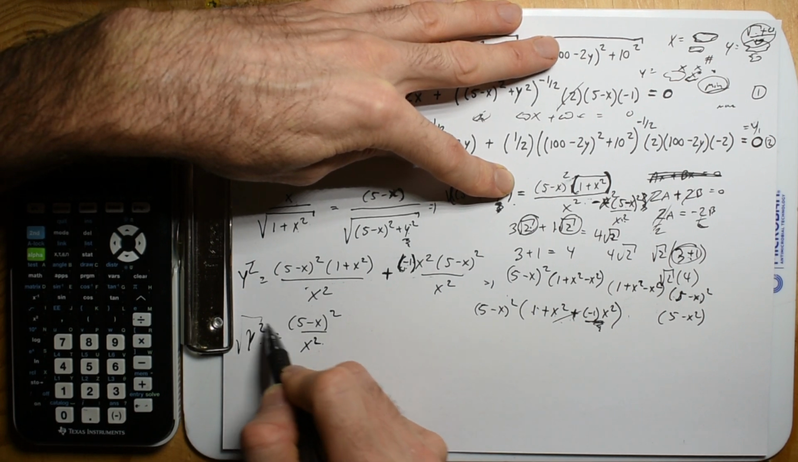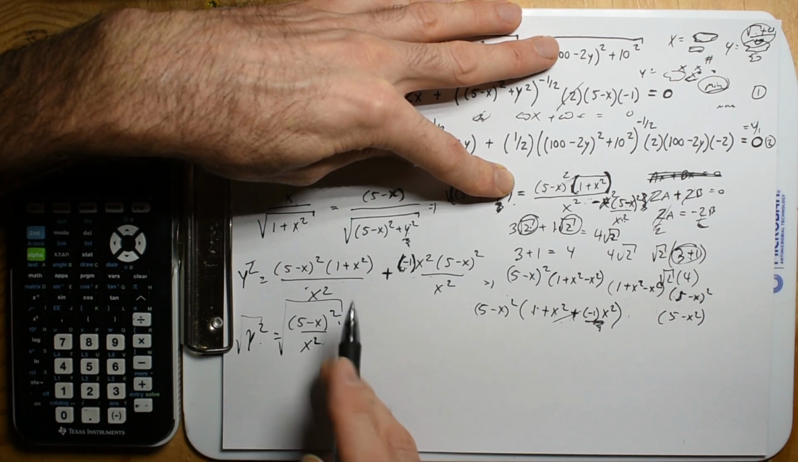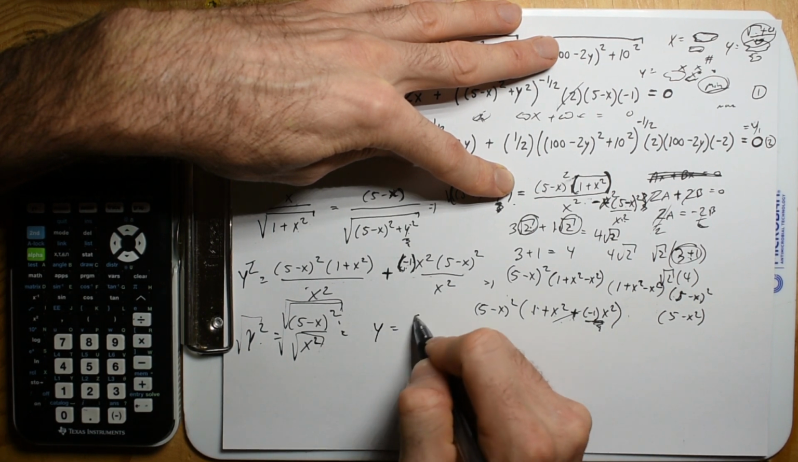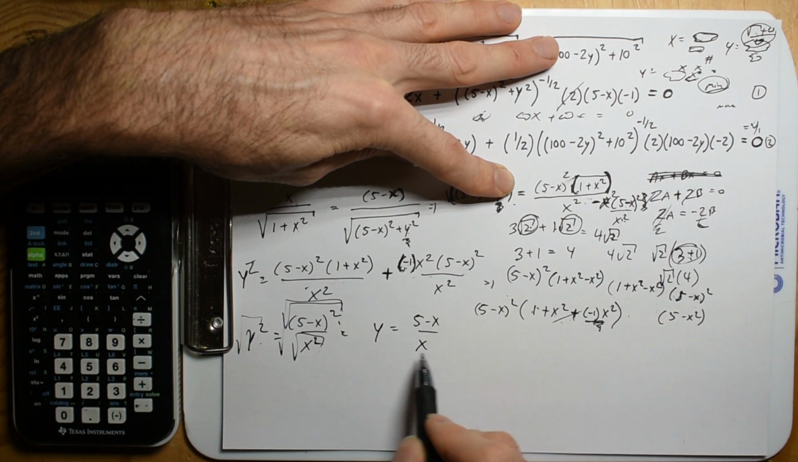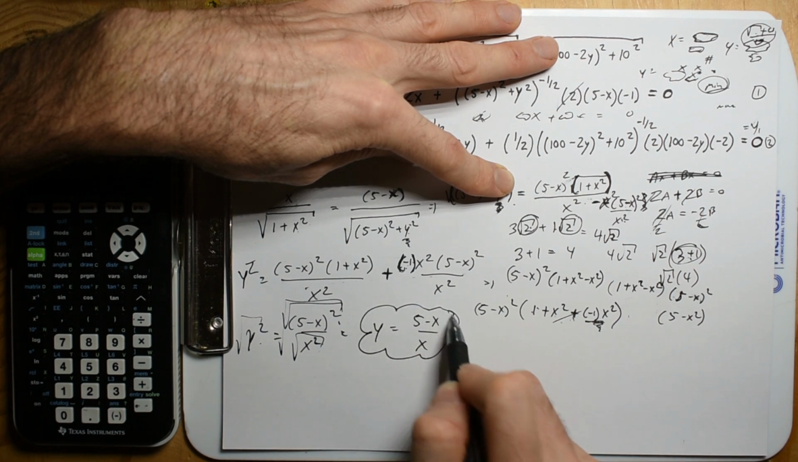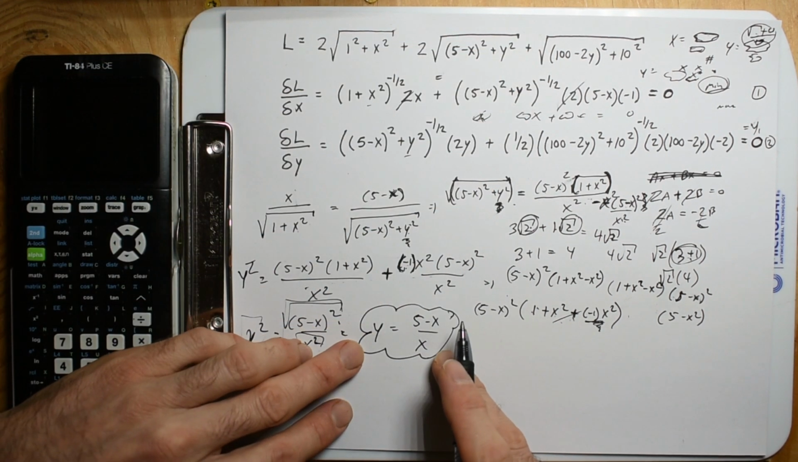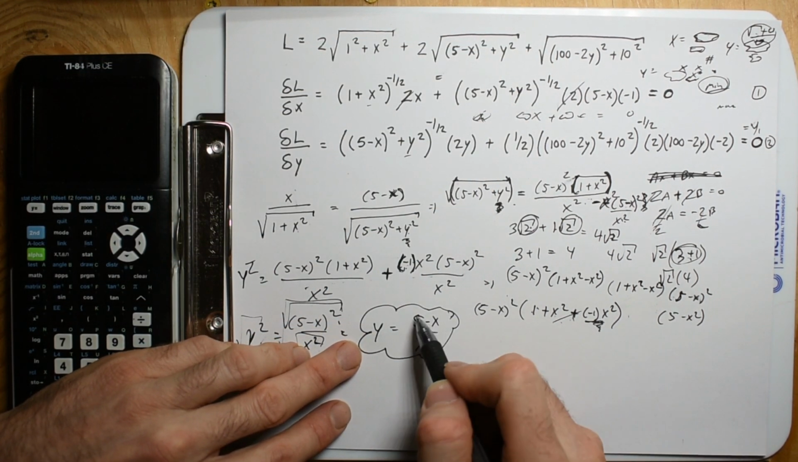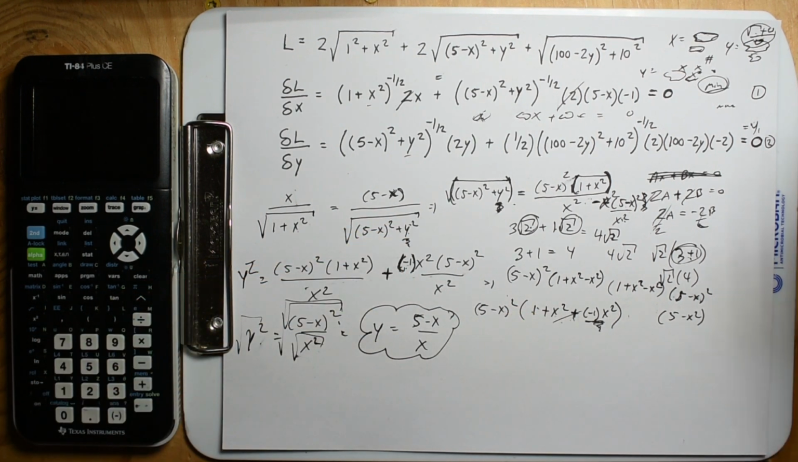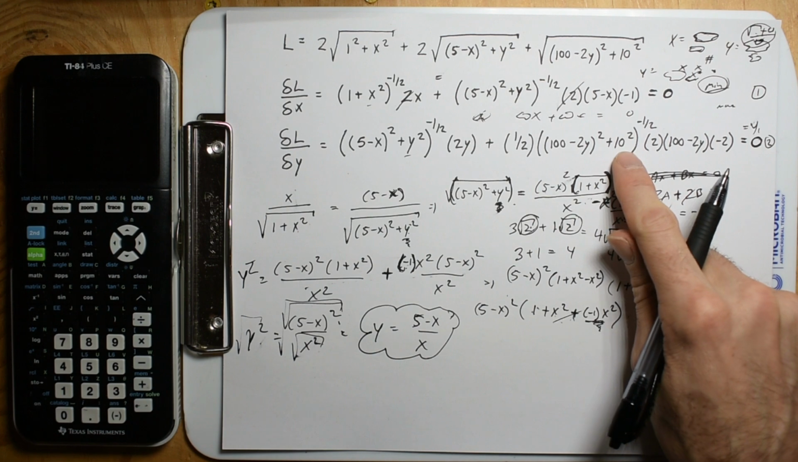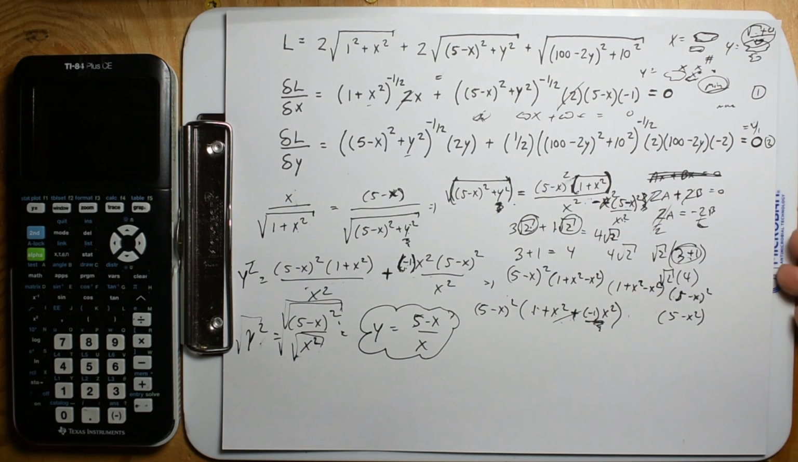Sweet. So we need to take the square root of both sides. The square root of this is the square root of the top over the square root of the bottom. So that's just y is equal to the square root of 5 minus x squared, divided by x. So that's kind of cool, that you can get a fairly decent answer that's simple. Alright, sweet. So now we're going to do the same thing over here with this second equation.